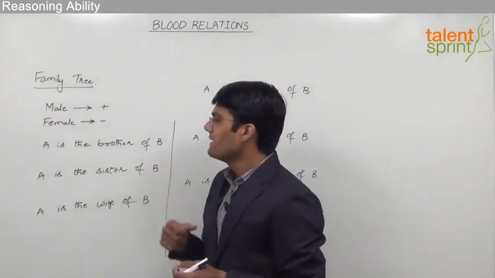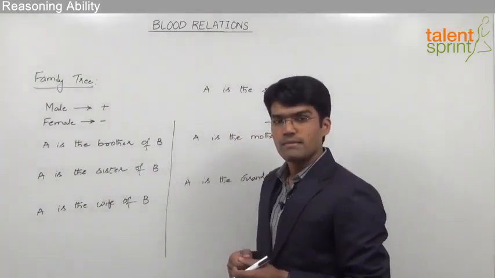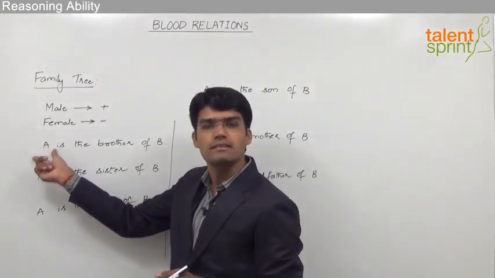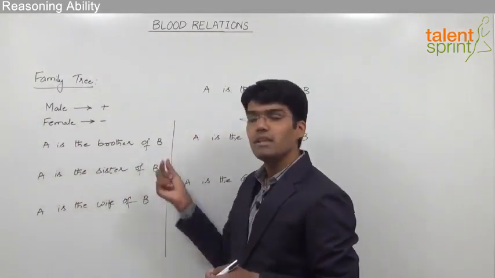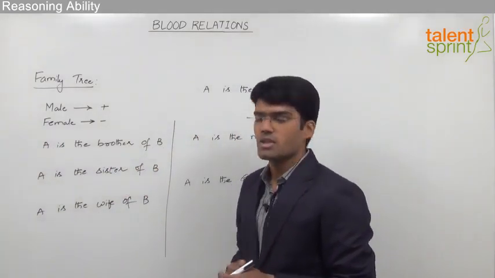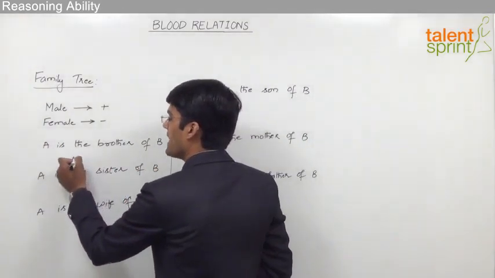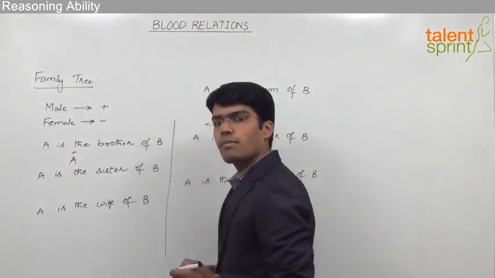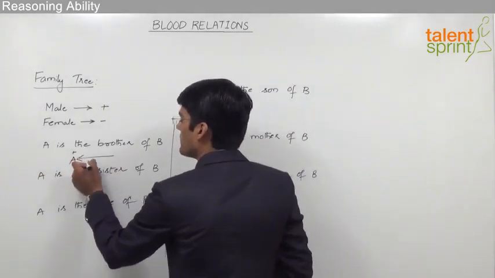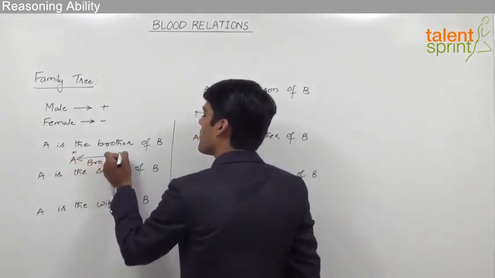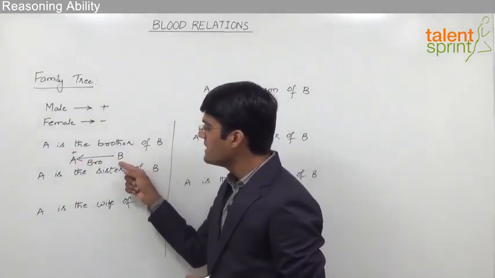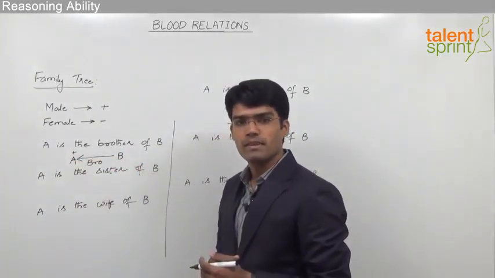The given statement here is A is the brother of B. So very clearly we can understand that A is a male person as he is the brother. But the gender of B is not known to us. It can be a male or a female person. So what we can do here is write A and put a plus sign on top, which means A is a male person, and simply draw an arrow indicating that A is the brother of B. So once we look at this notation, we can understand that B's brother is A.